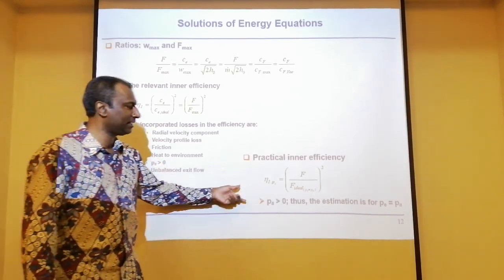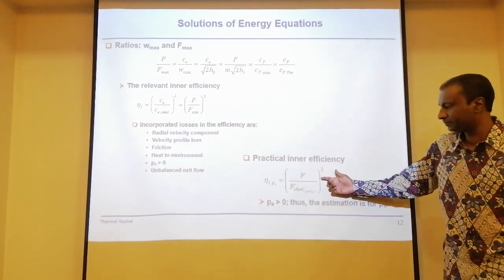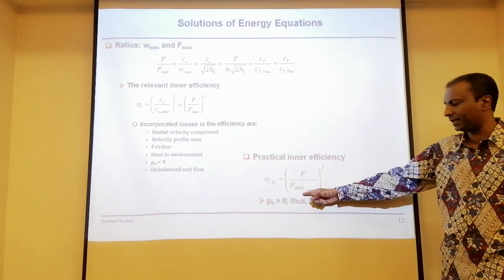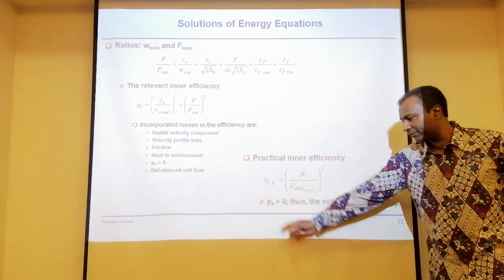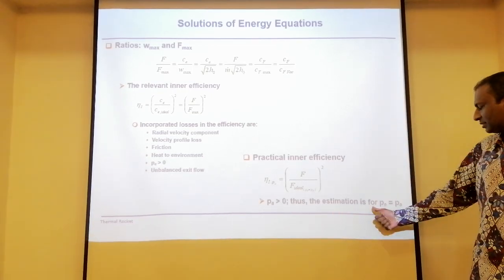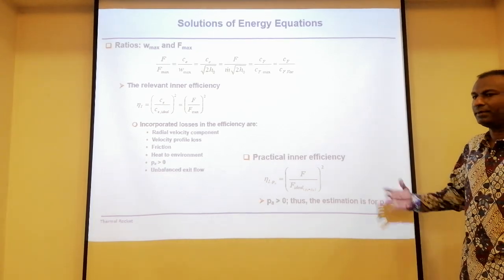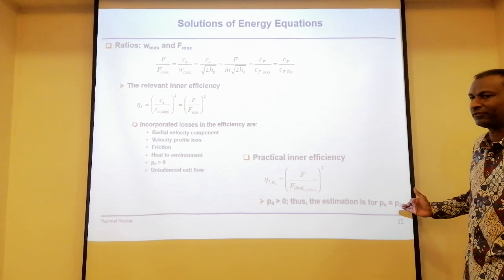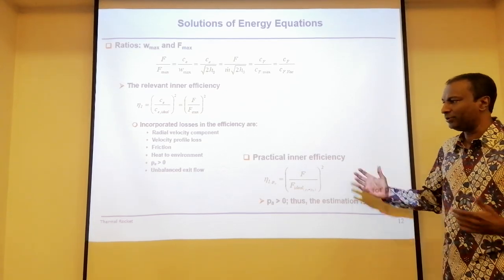Practical inner efficiency would obviously be F, whatever thrust that you have, over F ideal that you foresee or calculate. But for P atmospheric bigger than 0, the estimation is obviously that PE would be more or less equal to the atmospheric pressure. This is a typical way we start doing the estimation.